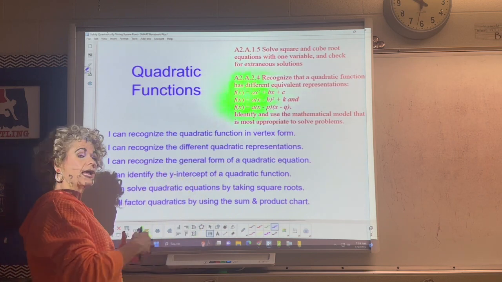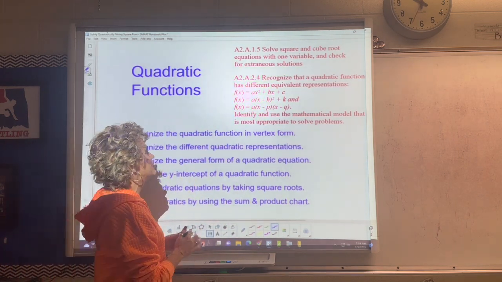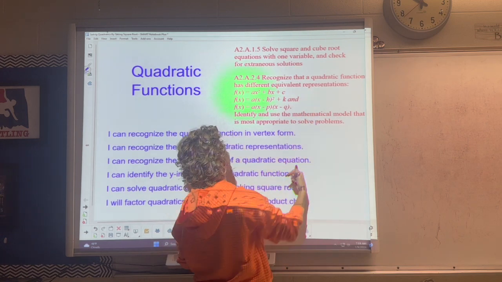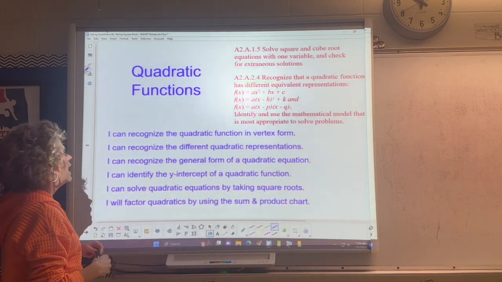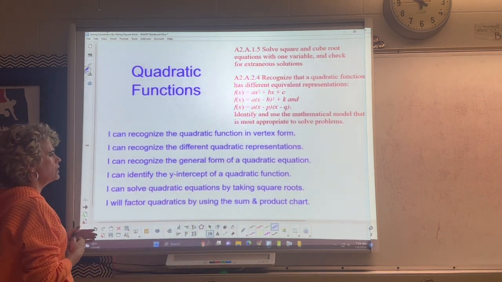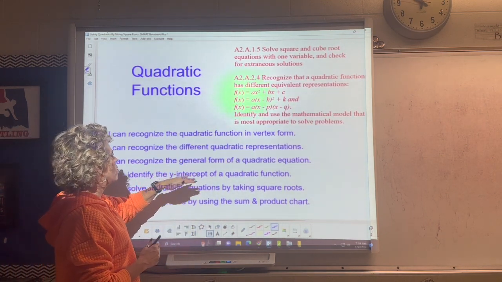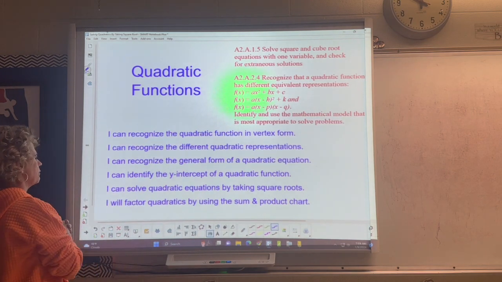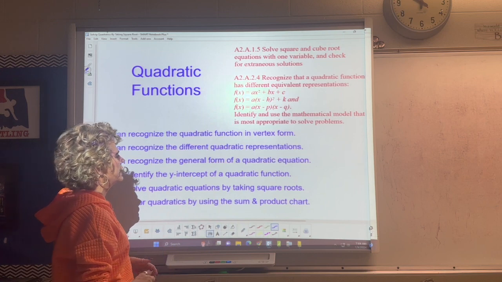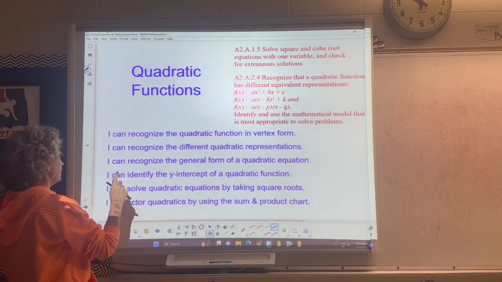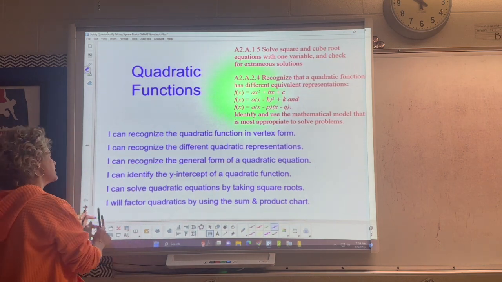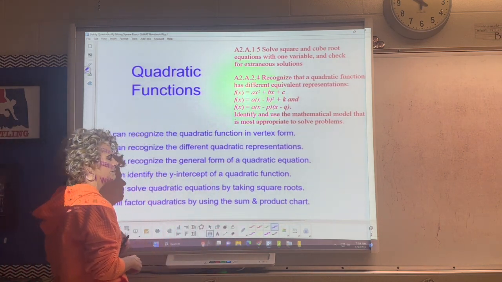I can recognize the different quadratic representations. We have our expanded form, we have our vertex form, and then we have our intercept form, okay? I can recognize the general form of a quadratic equation. I can identify the y-intercept of a quadratic function. I can solve quadratic equations by taking square roots, and the new one is I will factor quadratics by using the sum and product chart.